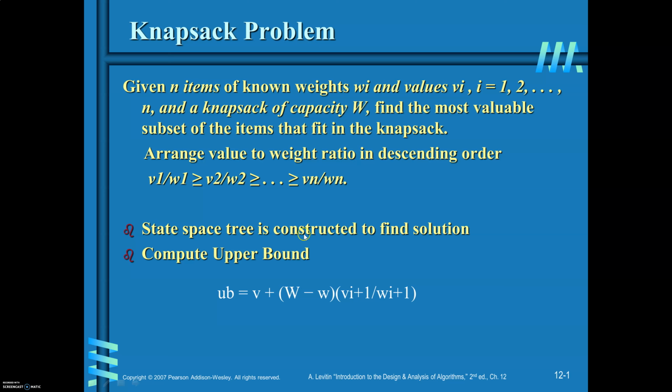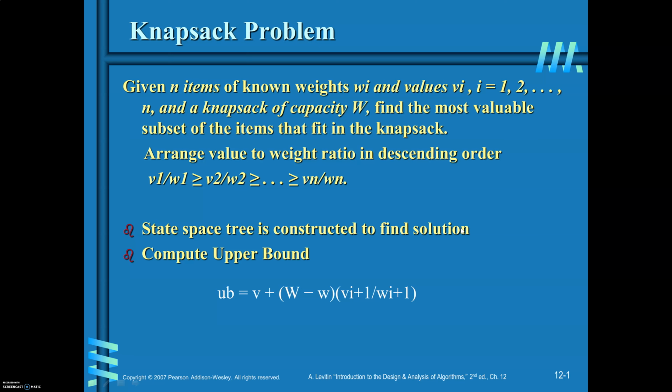In order to do this, first, for all the items, find out the value to weight ratio and arrange this value to weight ratio in descending order. So the value to weight ratio must be arranged in descending order. This is the first condition in order to apply the branch and bound design technique. Next, you are required to construct a state space tree to find the solution.